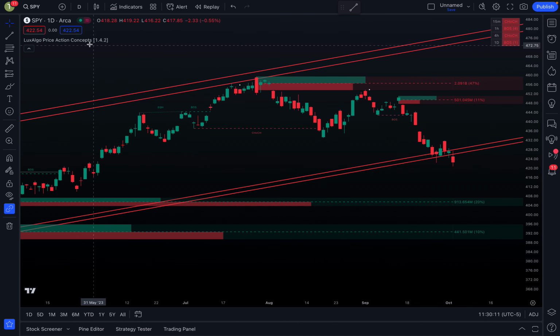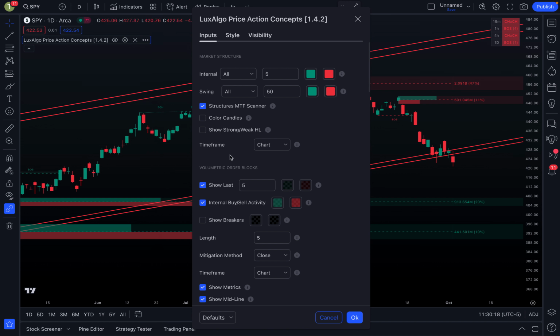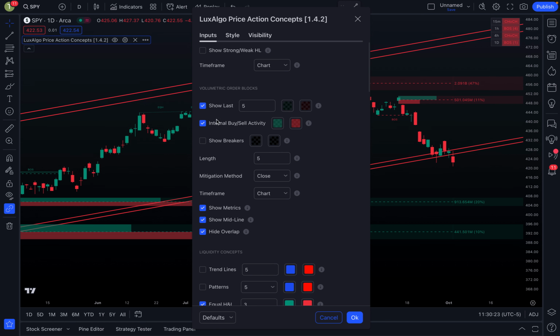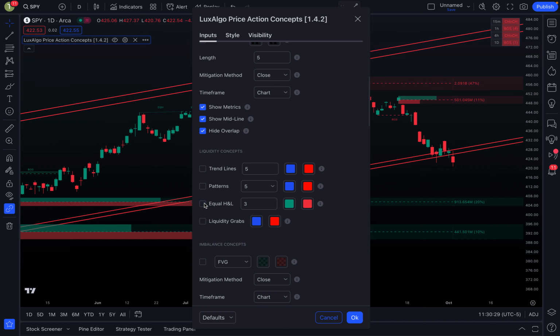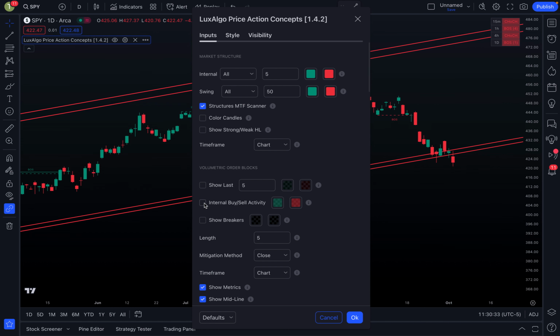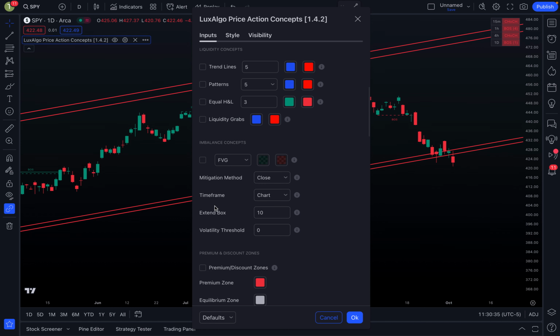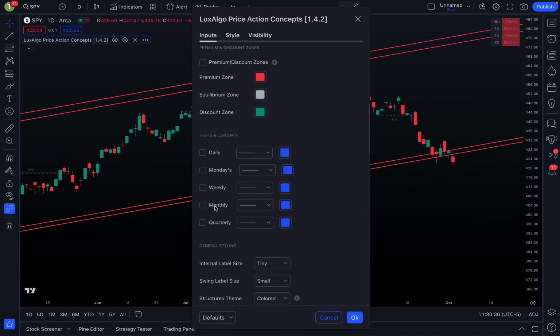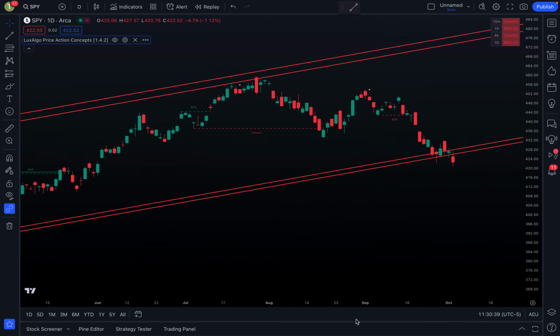Now the first thing I'm going to immediately do is go into the settings for this indicator, and I'm going to remove everything except this first option here, Structures MTF Scanner. I'm going to leave that checked, but everything else I'm going to uncheck, so that we're not overwhelmed by so many different things at once. Again, I'm not going to be able to cover everything. You can already see there are so many different parts to just this one indicator. So let's click on OK.